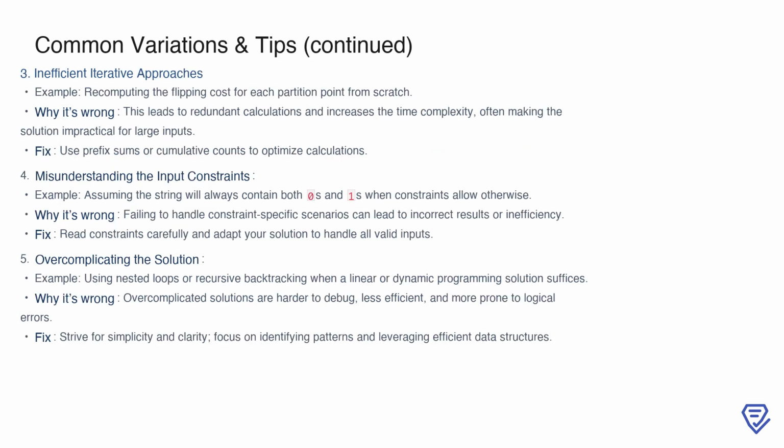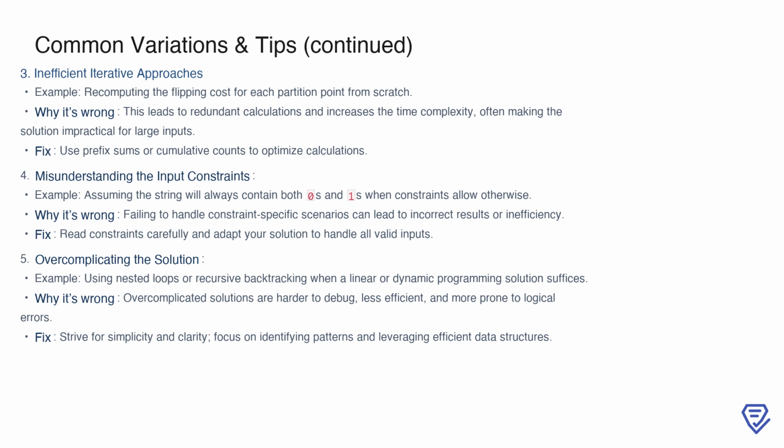Now, let's talk about other mistakes that can arise. Inefficient iterative approaches are one such pitfall. For example, if you recompute the flipping cost for each partition point from scratch, you are essentially introducing redundant calculations, which increases the time complexity. This is especially problematic for large inputs. A better strategy is to use prefix sums or cumulative counts to optimize these calculations.